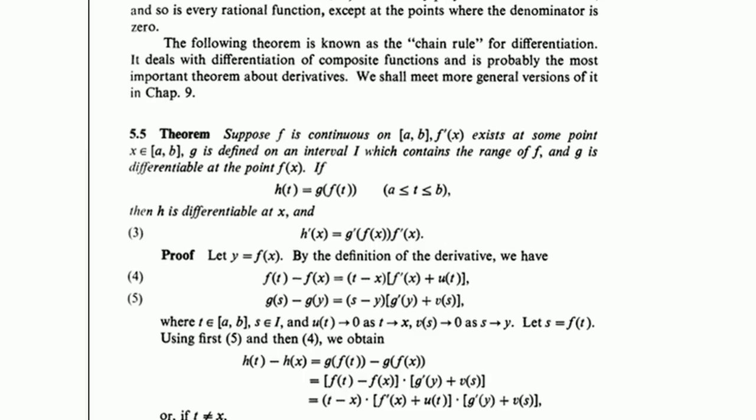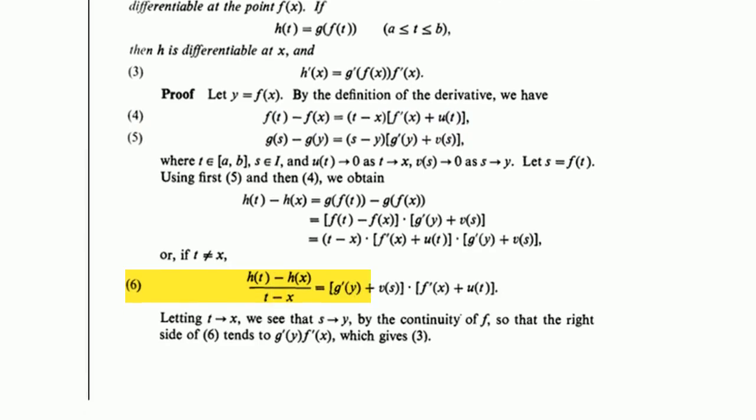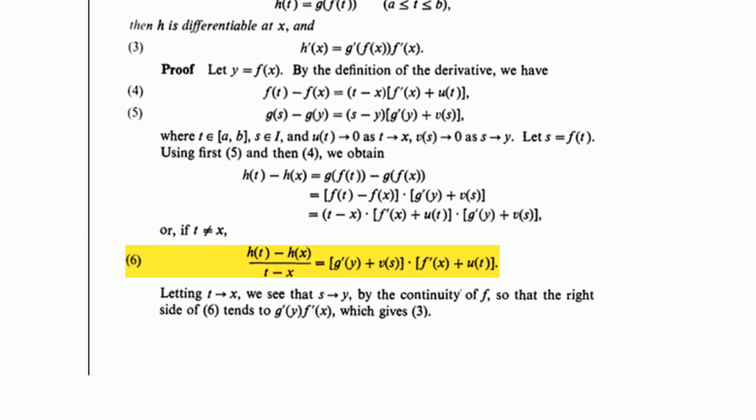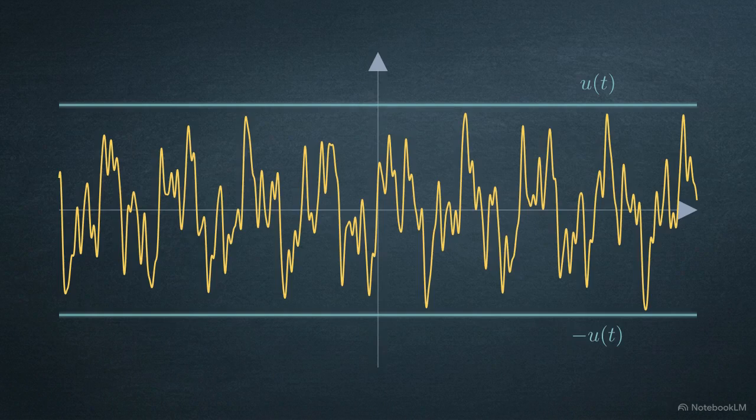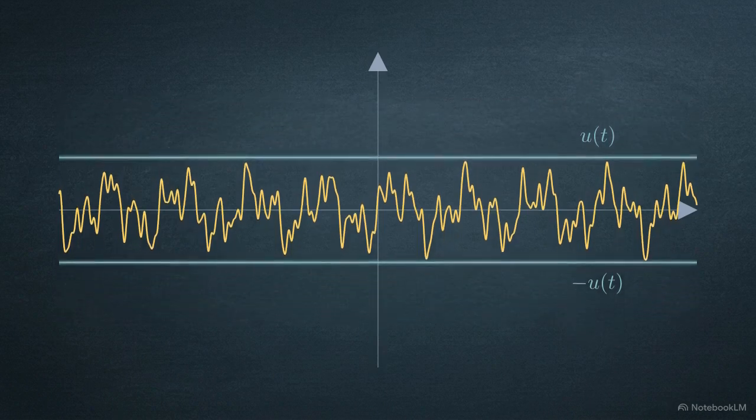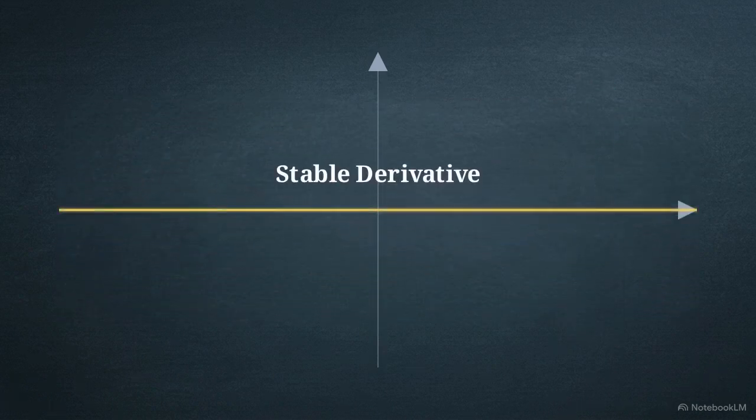Instead of fractions, he defines isolated error terms in equations 4 and 5. By rearranging these, the difference quotient transforms in equation 6. The error variables approach 0, completing the proof without division by 0. Defining specific error boundaries provides the precision required for analysis. This level of rigor allows us to evaluate the derivative even when functions behave erratically.